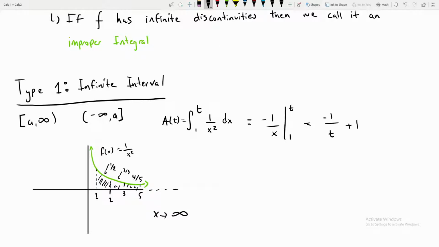So we get this expression for the area where t is a given parameter, but we're interested in what happens as x goes to infinity, meaning this t value goes to infinity as well. So if we take the limit as t approaches infinity of this expression, minus 1 over t plus 1, we can quickly see that this limit evaluates to 1. Meaning that the area under the curve starting from 1 onwards to infinity slowly approaches the value of 1, which, as I've demonstrated in this little diagram over here, slowly creeps towards the area being 1.